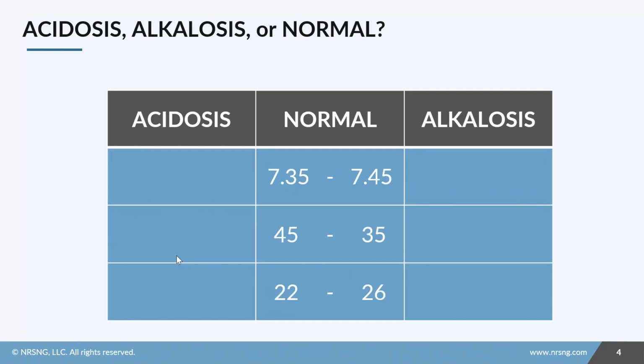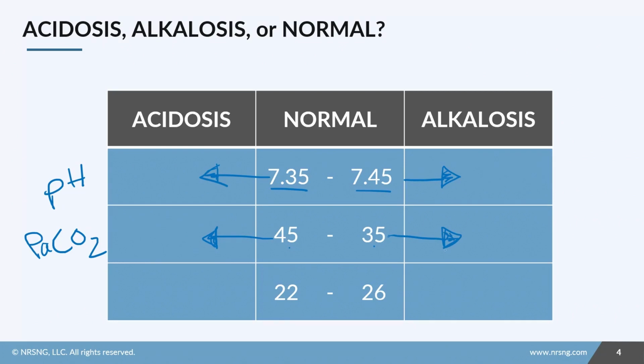The first step is always to evaluate each of the values. So for our pH, the normal value is 7.35 to 7.45. Anything less than 7.35 is considered acidosis. Anything greater than 7.45 is considered alkalosis. For our PaCO2, remember I always write these backwards. This is how I remember this. 35 to 45 is normal. Anything greater than 45 is acidosis, and less than 35 is alkalosis.